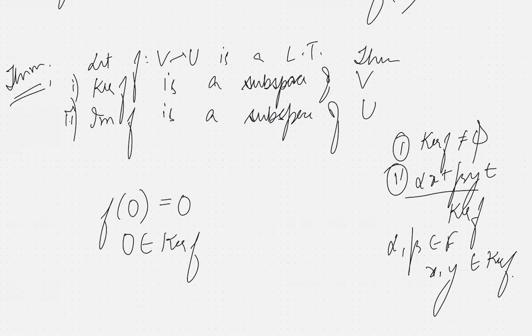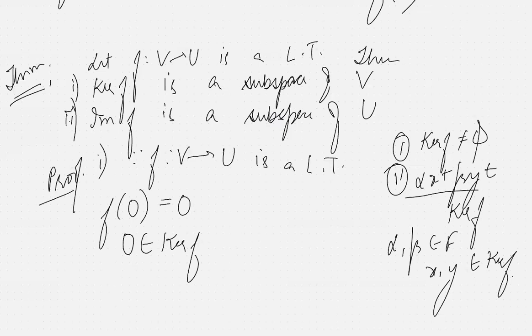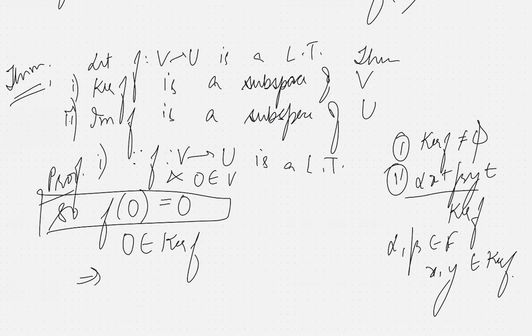Because f from V to U is a linear transformation and 0 belongs to V. So 0 belongs to every vector space, so f of 0 is equal to 0. We know that. We have proved that just above. So this would mean that 0 belongs to kernel F, which implies kernel F is not equal to the empty set. Okay. Our first thing is proved.